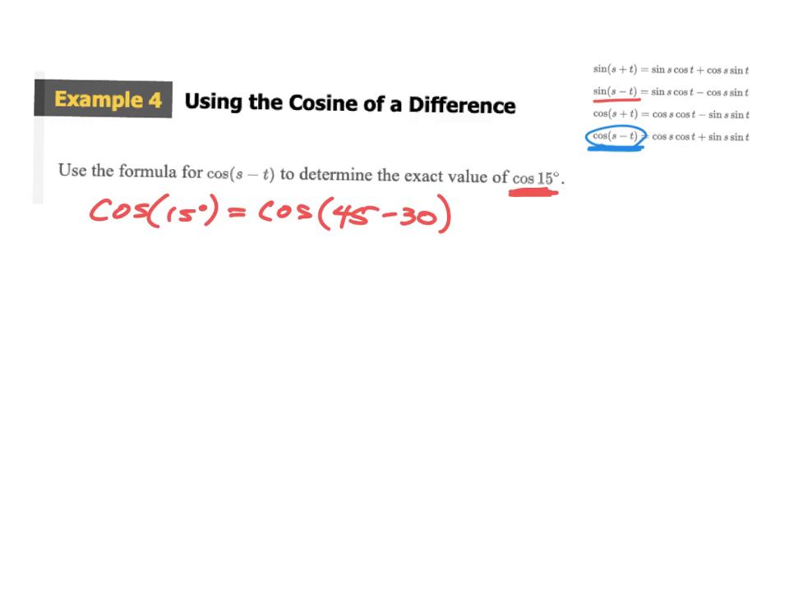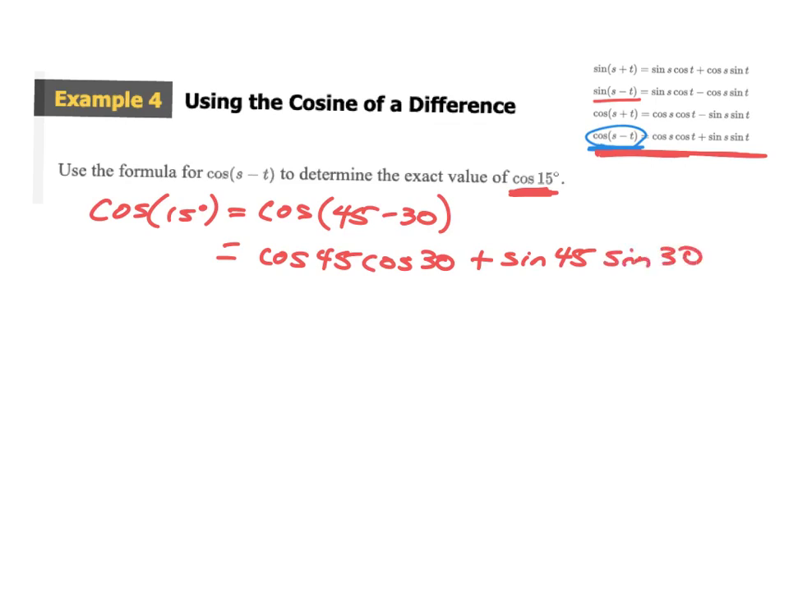So now I'm going to use my formula for cosine of s minus t. So this equals cosine 45 cosine 30 plus sine 45 sine 30. All right, so why don't you hit pause from here and try to finish up the algebra and the arithmetic going forward. So hit pause and then I'll do the problem.